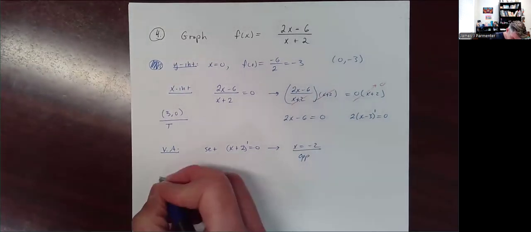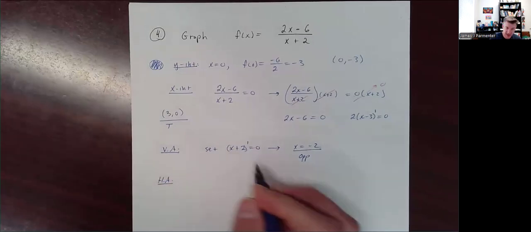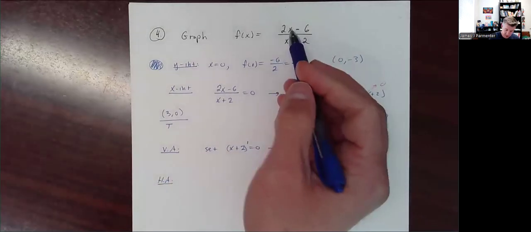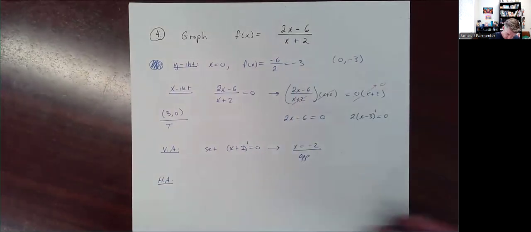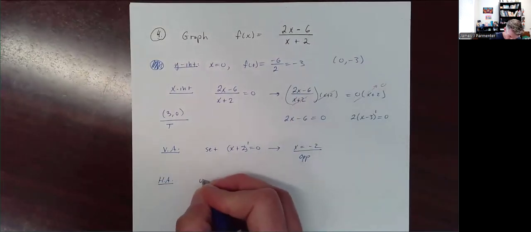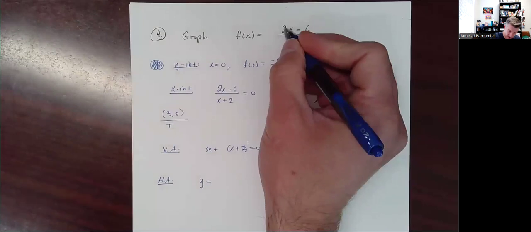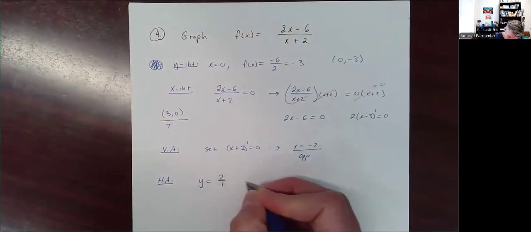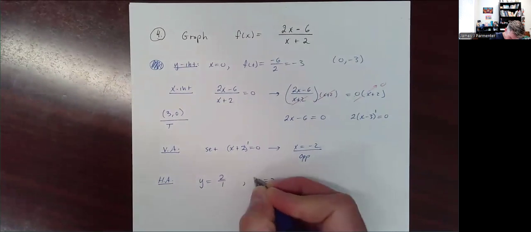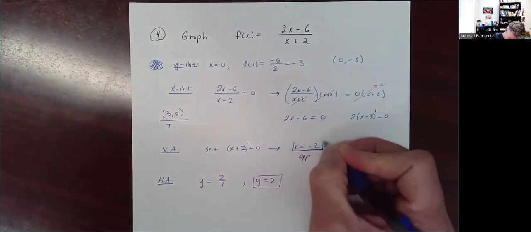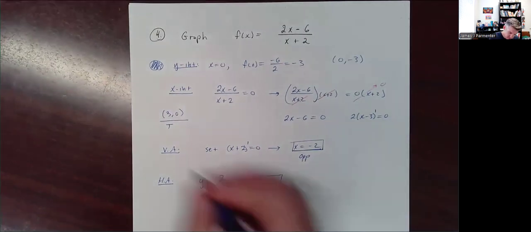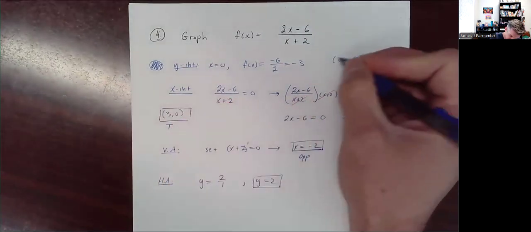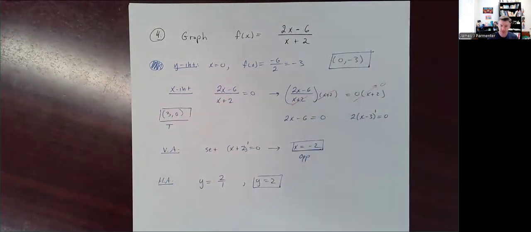Finally, horizontal asymptote. So I see that the degree in the numerator is 1. The degree in the denominator is also 1. So my horizontal asymptote is going to be y equal to 2 divided by the 1 that I didn't write there, or y equal to 2. Cool. So there's all the pieces of information. Now we're going to graph it.